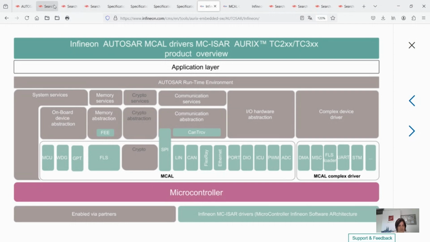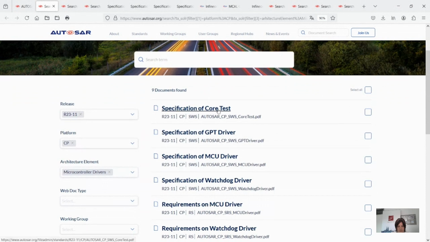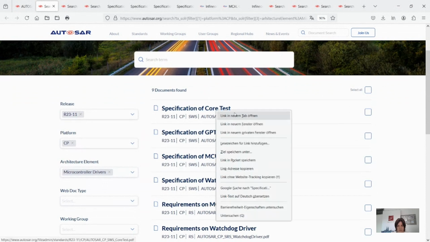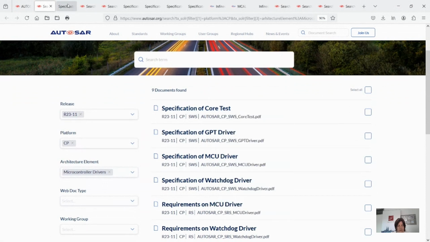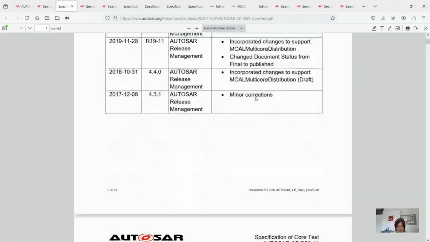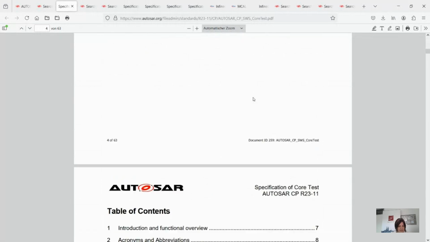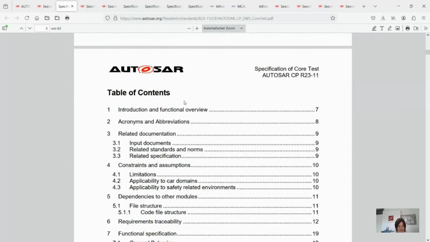Now we go back to the specification. Specification of a core test. You can just open it, and each specification has a lot of history. And a disclaimer, like always, and then the real content is starting.